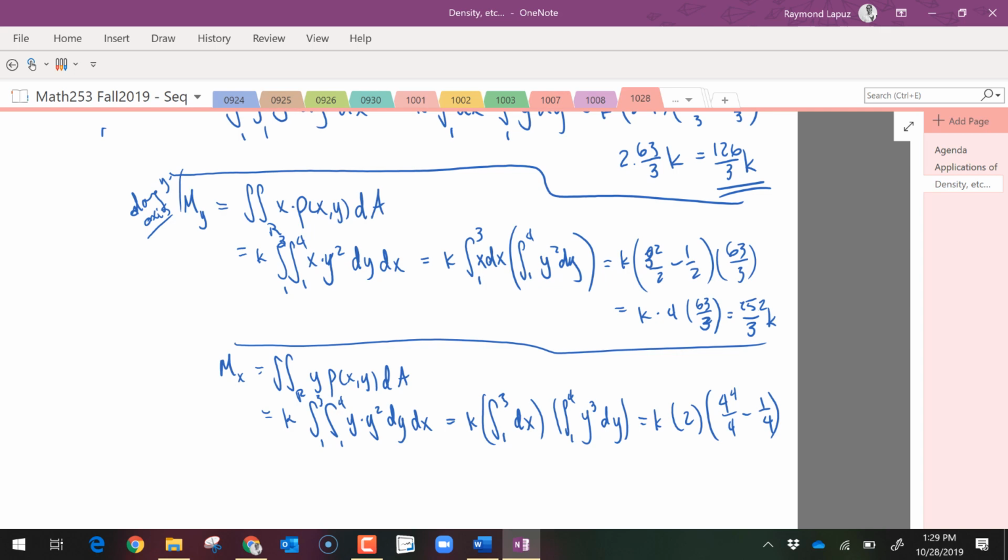I don't know which is easier. It is to find 4 to the fourth and then subtract 1. What's 4 to the 4th? That's 256? Okay. 256. So it's 256 minus 1 is 255. 2k times 255 over 4. I suppose we can cancel this and then we get 255 over 2k.